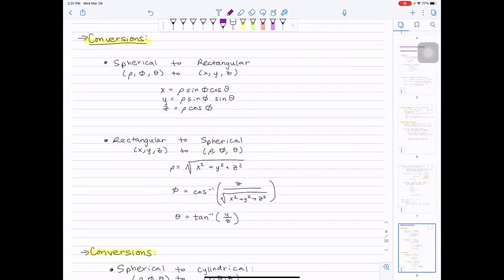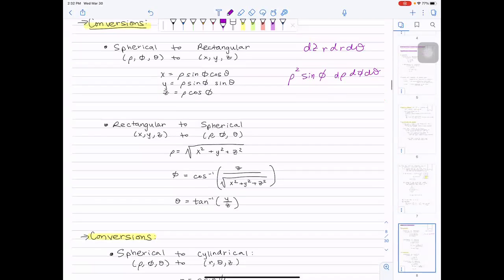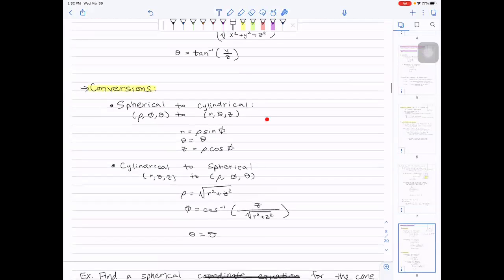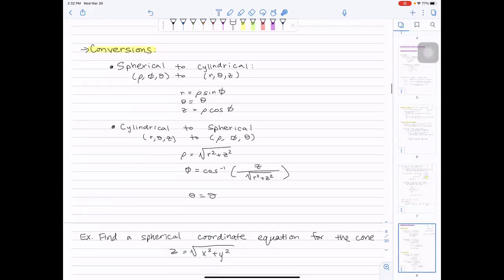But I think no matter what, you should know that converting to spherical, just memorize that you have this rho squared sine phi d rho d phi d theta. I think this one you should definitely memorize regardless of what anyone said. And you should also memorize this one for the cylindrical. You also have conversions from cylindrical to spherical. I just thought I'd include them here in case, but I don't think they're used that often.